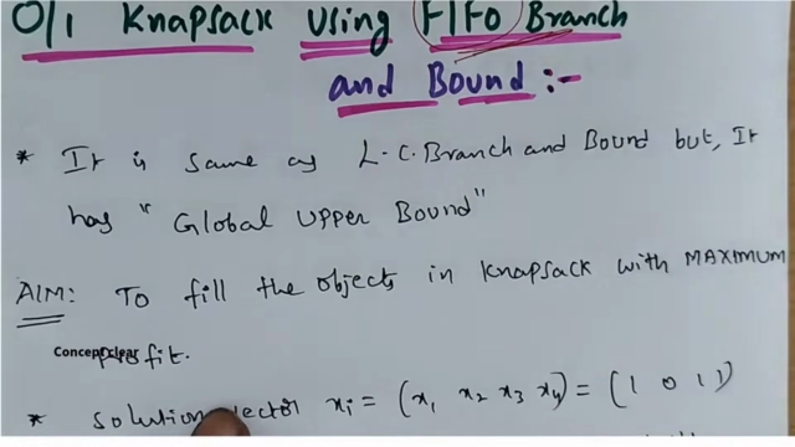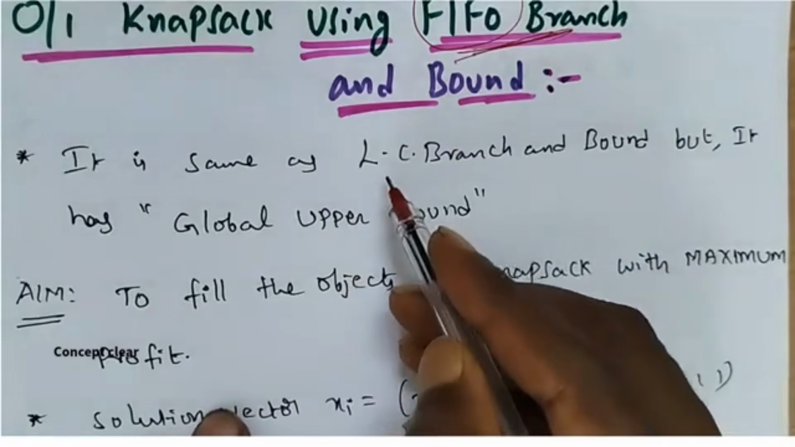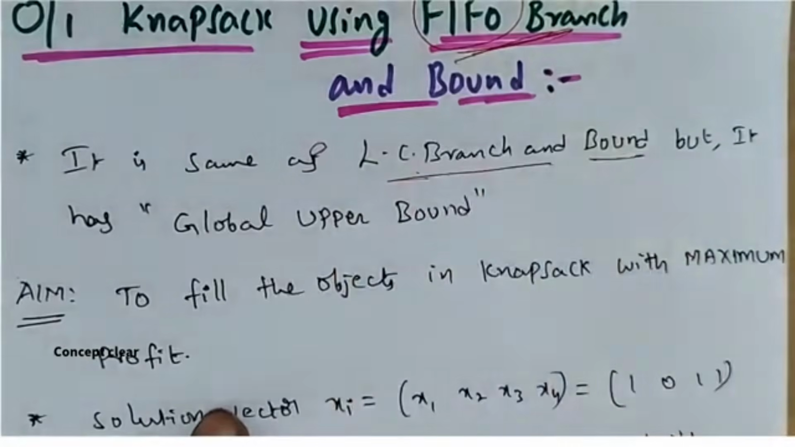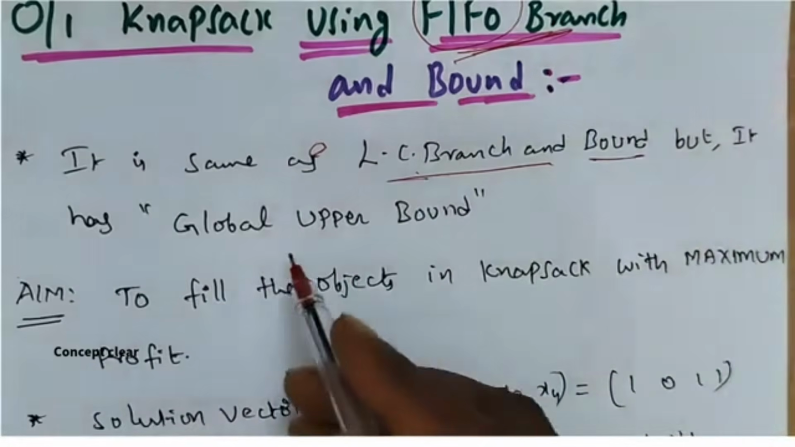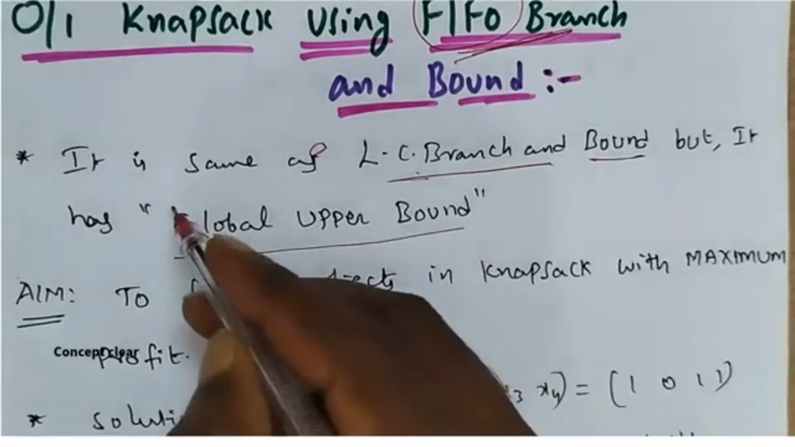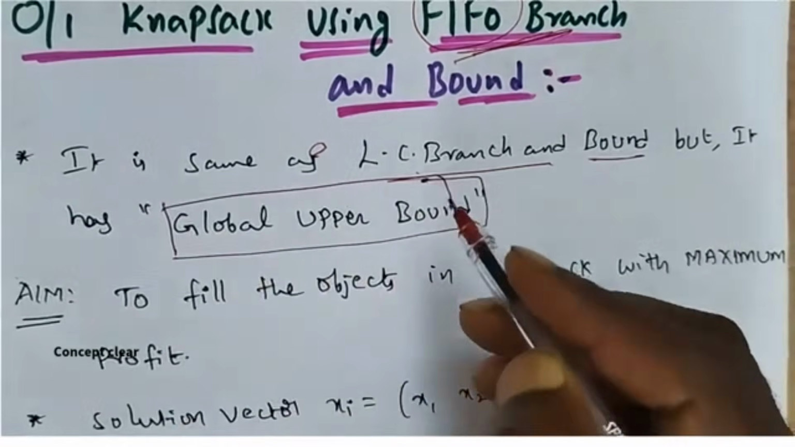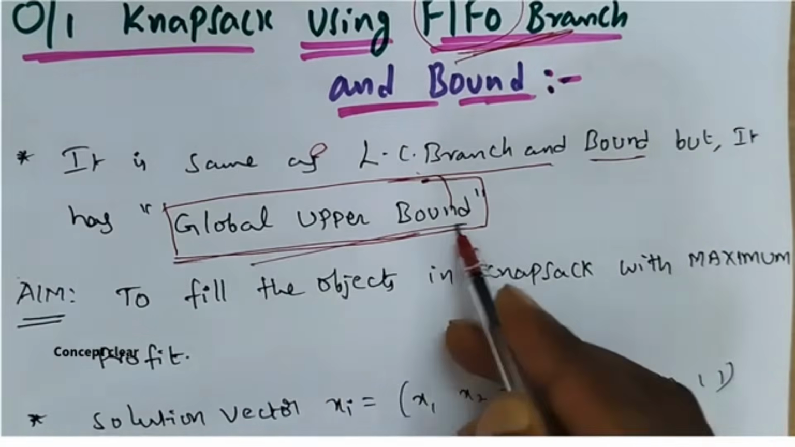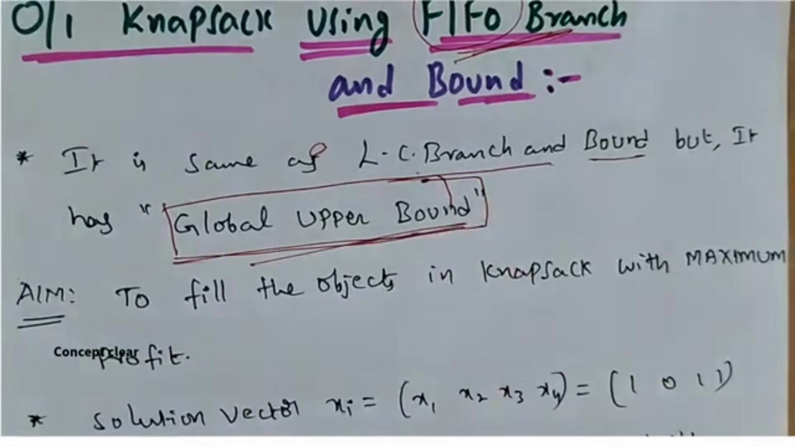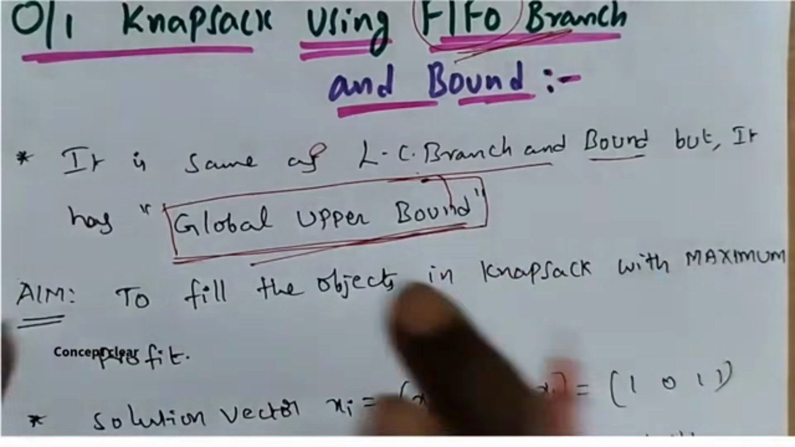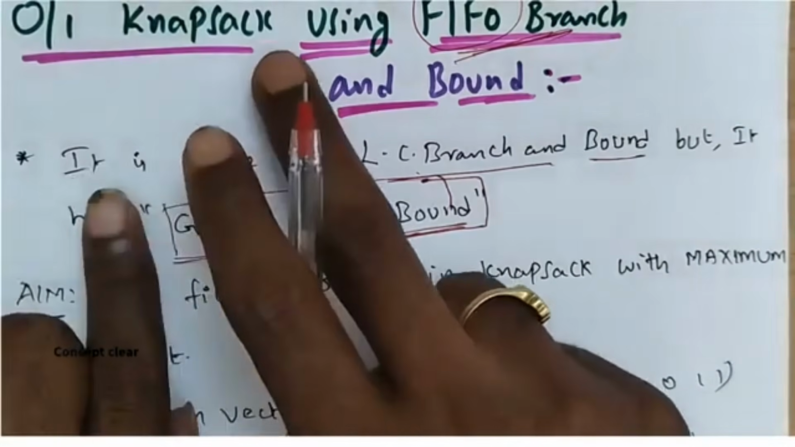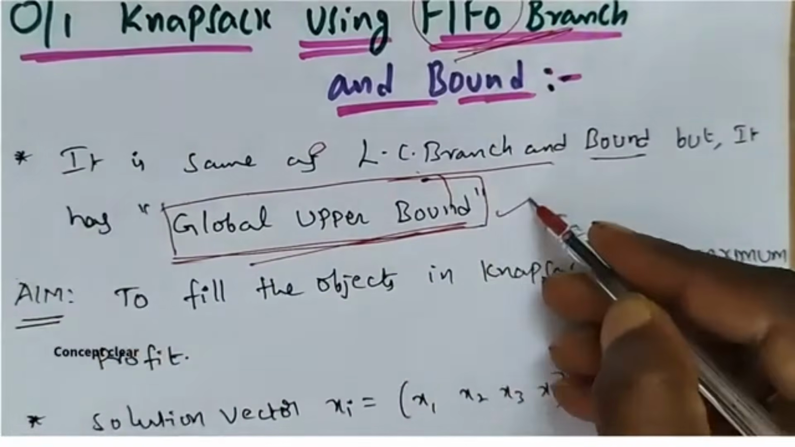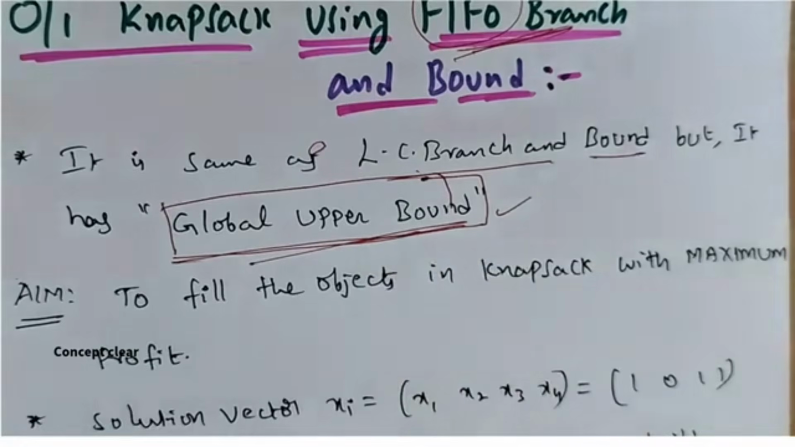What is the concept here? It is the same as the 0/1 knapsack least cost branch and bound problem. But what is the difference here? It has one global upper bound variable. That is the difference. The remaining concepts are all the same as 0/1 knapsack using least cost branch and bound. It contains a global upper bound value.